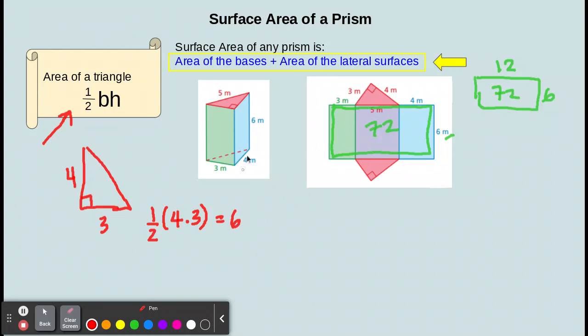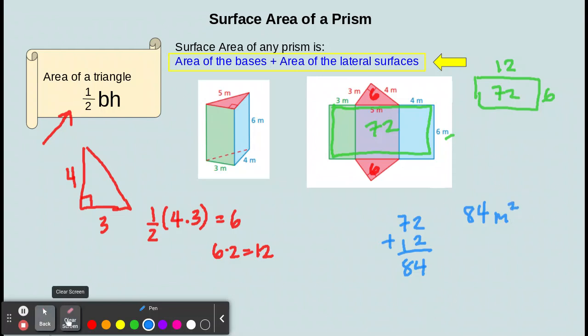So that is just one triangle. We have two of them, so we needed to do 6 times 2, which is 12. So altogether, those two triangles add up to 12. We add them all up together. 72 plus 12 gives us 84. 84 meters squared is our surface area.